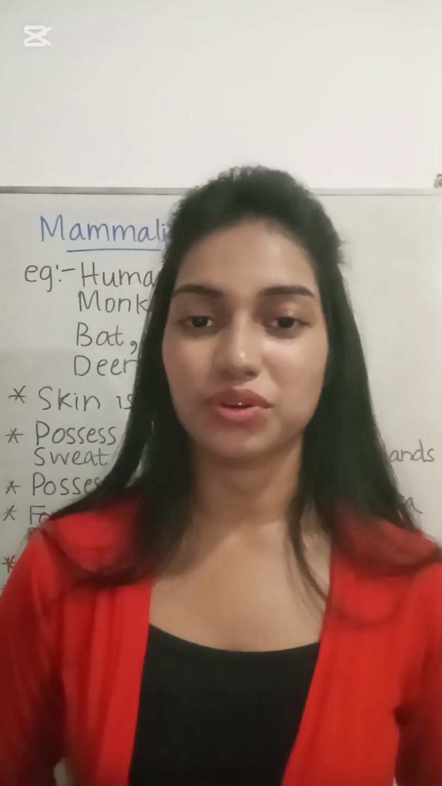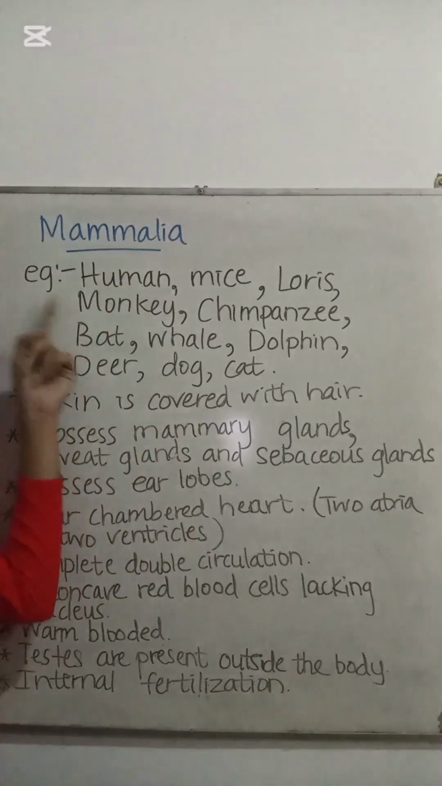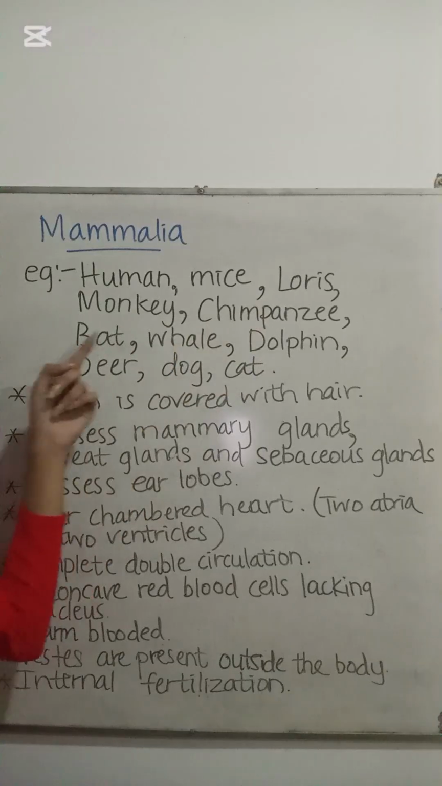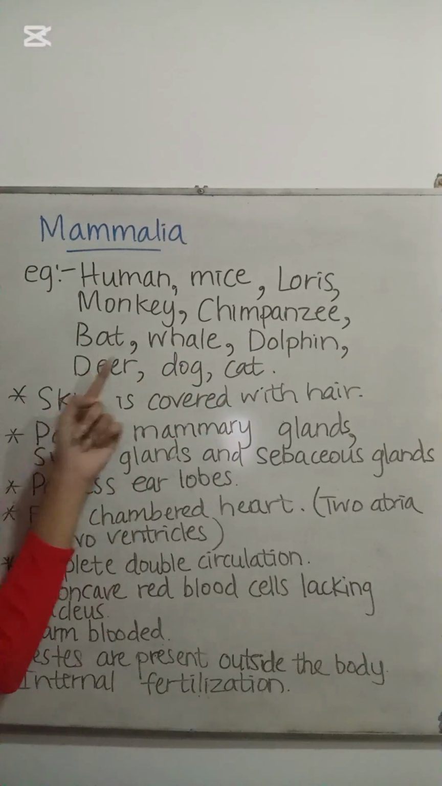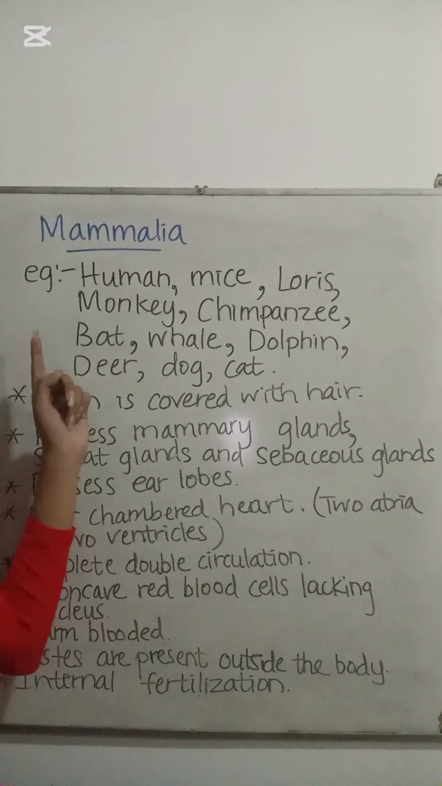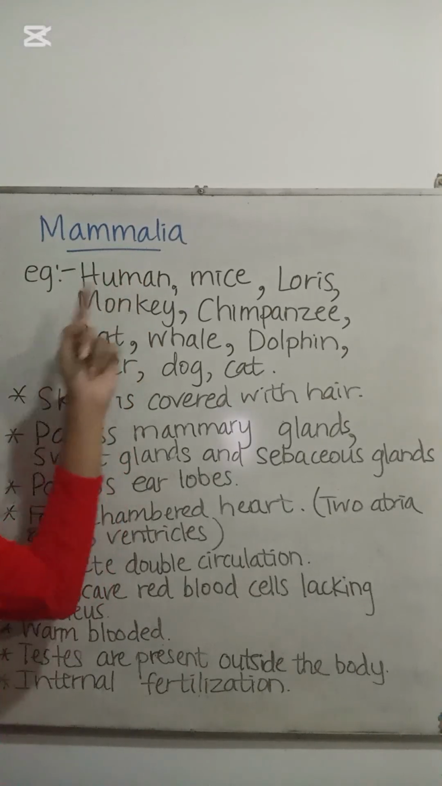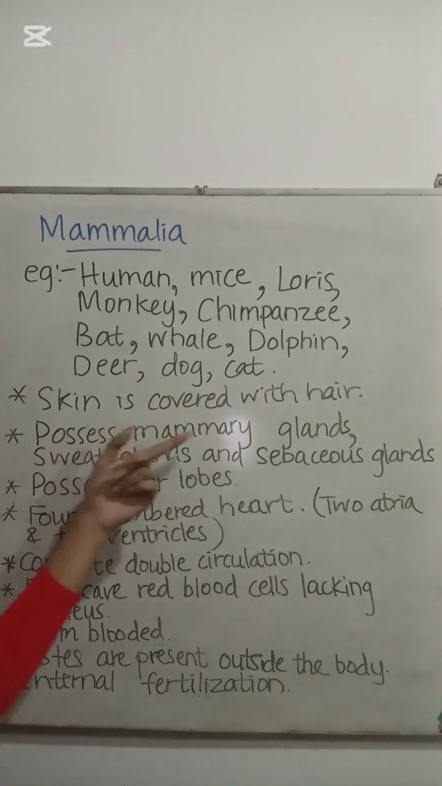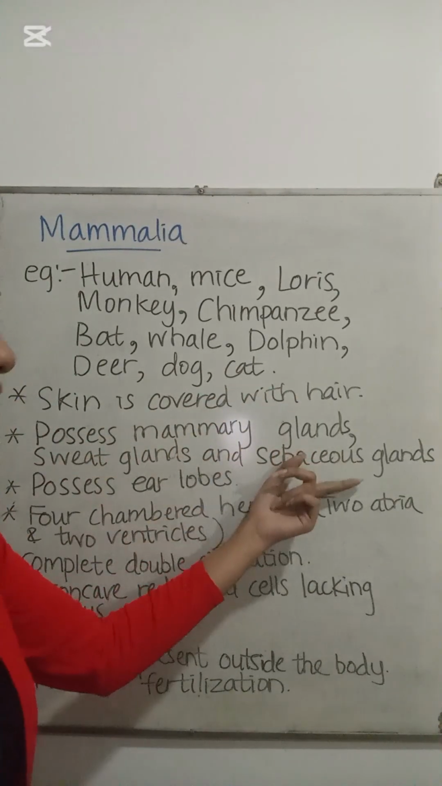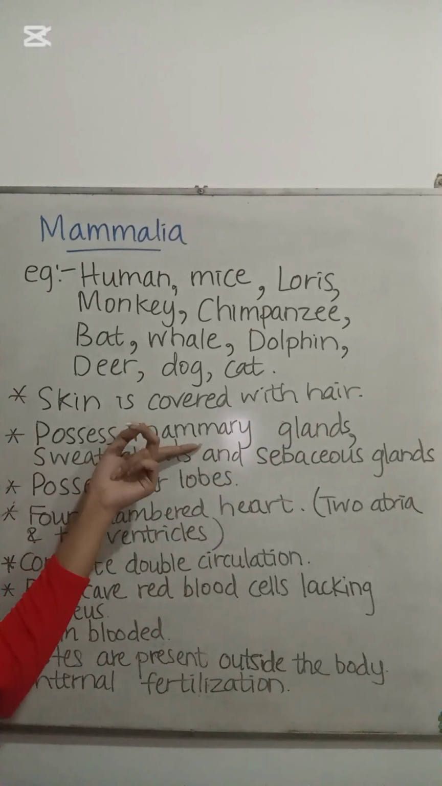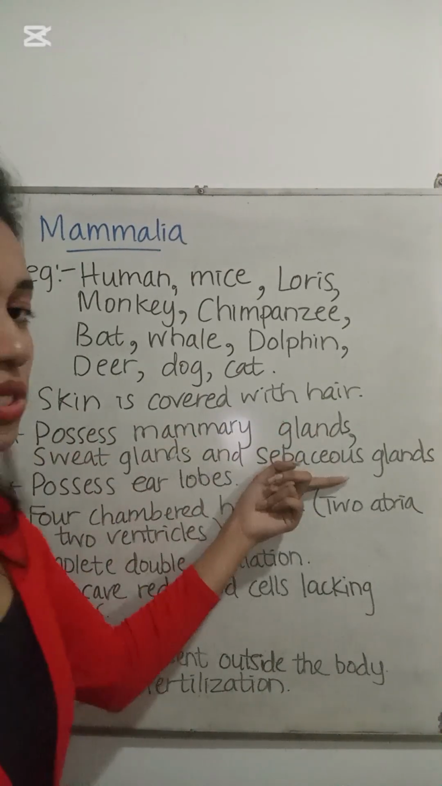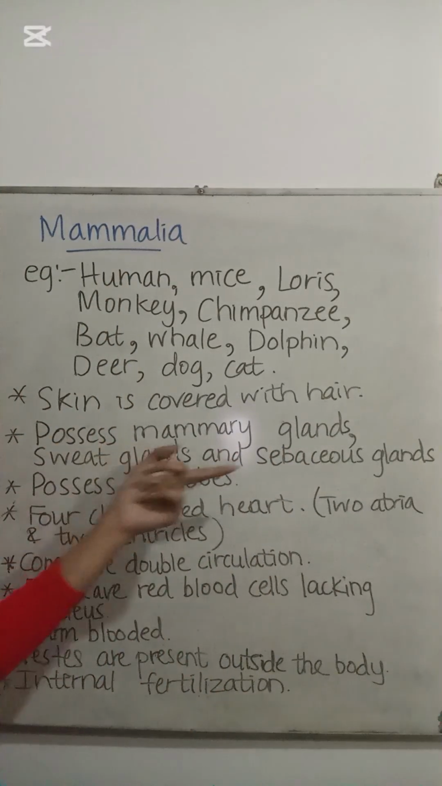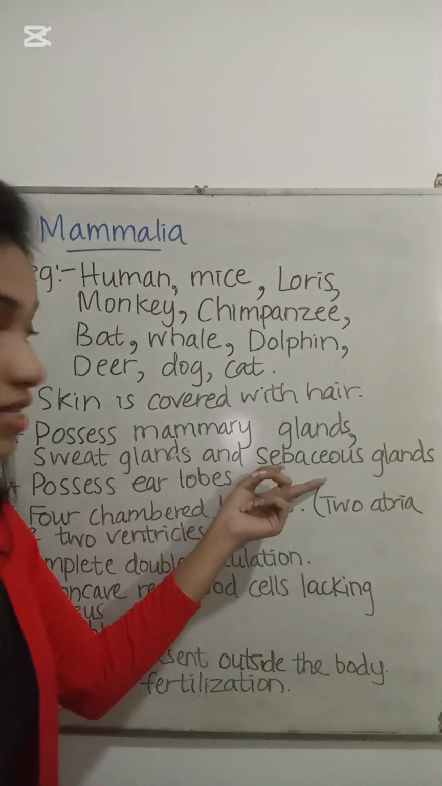At last, we are going to talk about the class Mammalia. See the examples: human, mice, loris, monkey, chimpanzee, bat, whale, dolphin, deer, dog, and cat. So these are mammals. Even humans belong to this class. Skin is covered with hair and they possess mammary glands, sweat glands, and sebaceous glands. Mammary glands are there to secrete milk. Sweat glands and sebaceous glands are present in the skin. Sweat glands produce sweat, and sebaceous glands produce sebum.